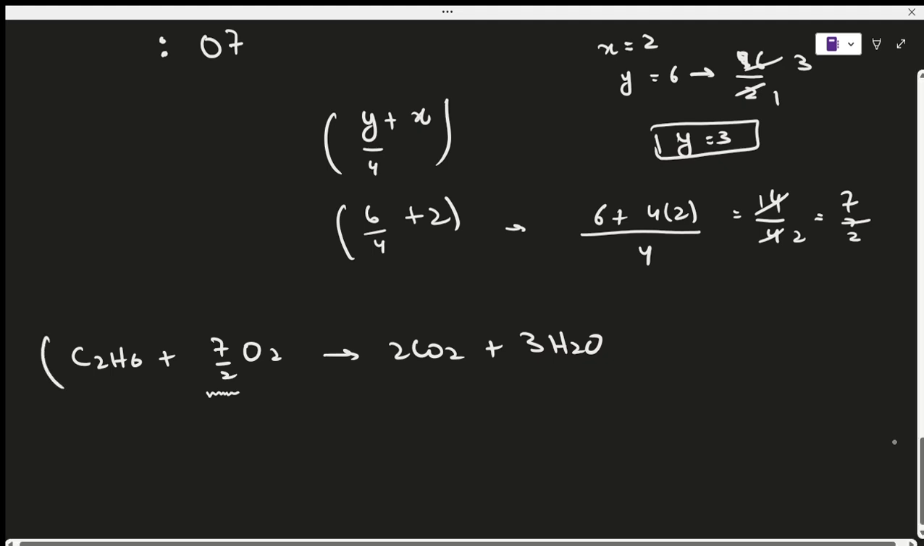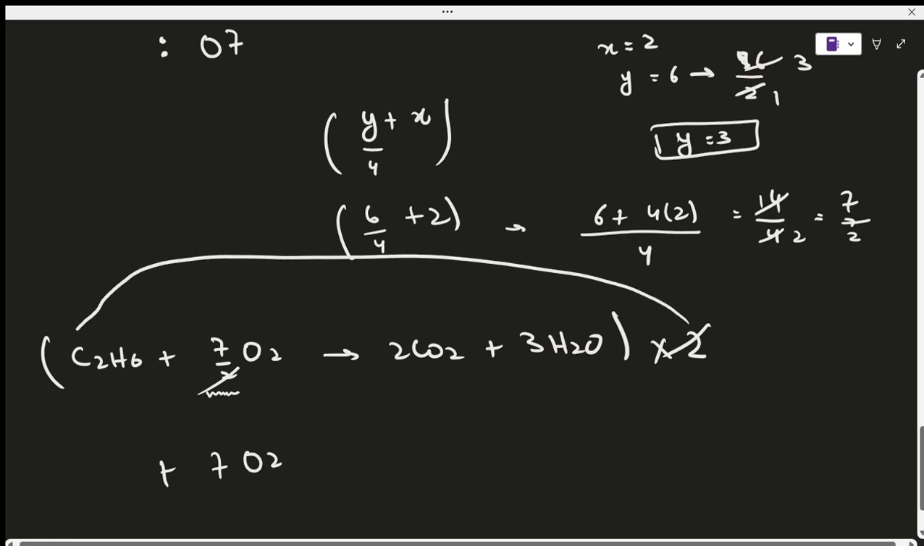You'll just multiply the whole equation by 2. So what's going to happen? This 2 gets multiplied here and cut down, and so you have a 7O2 remaining. Plus, this 2 now also gets multiplied here with this carbon.